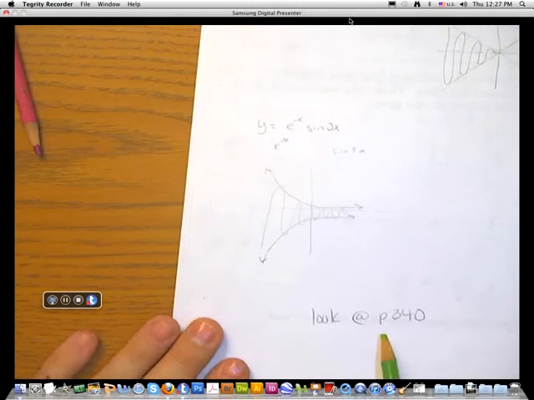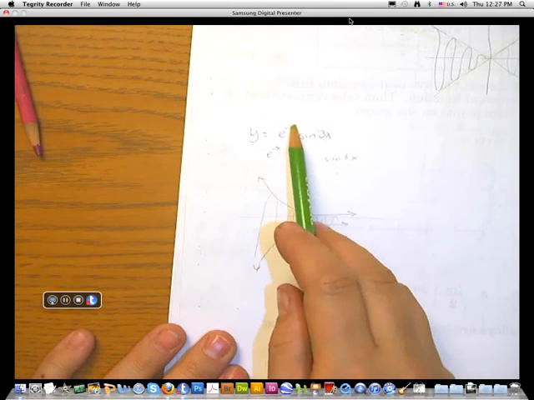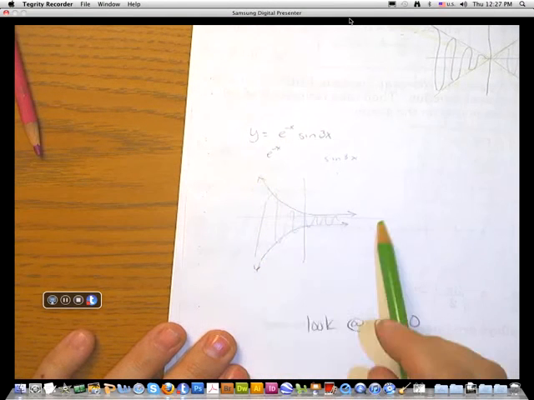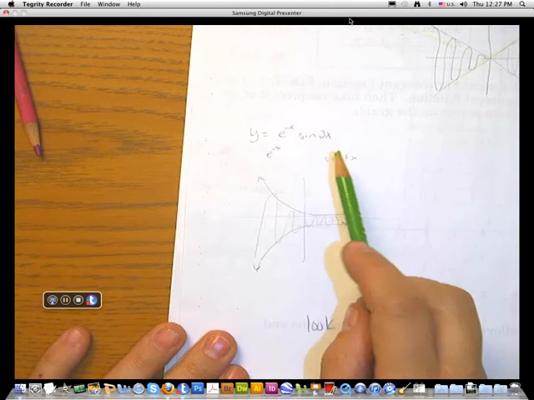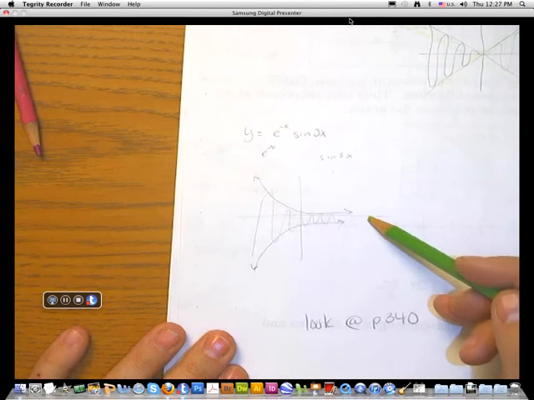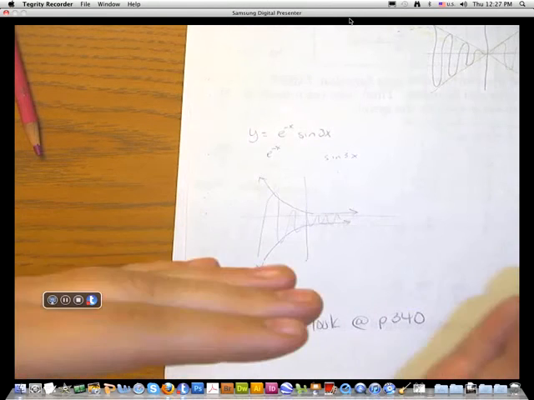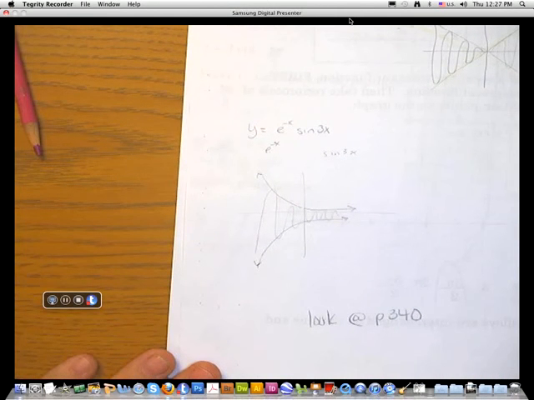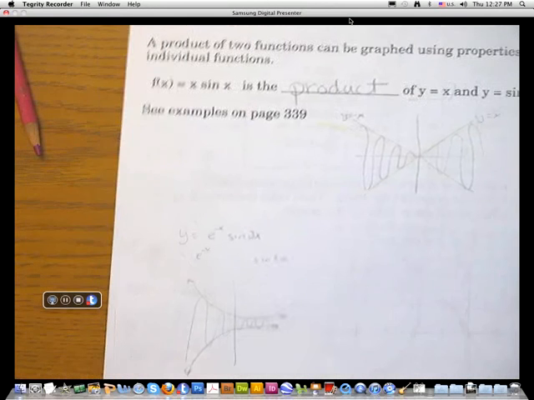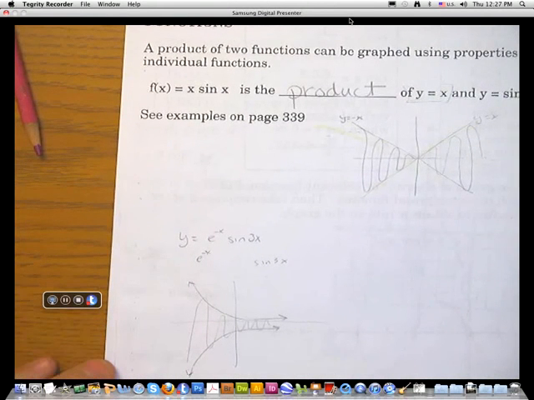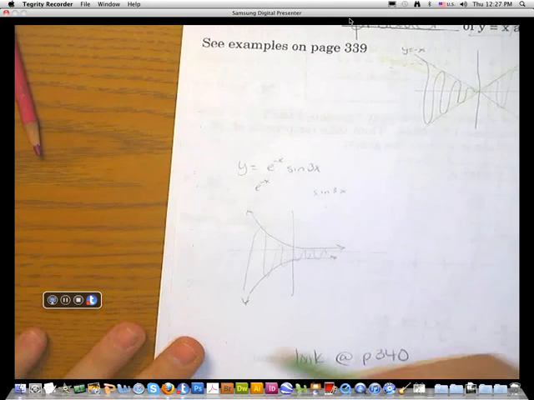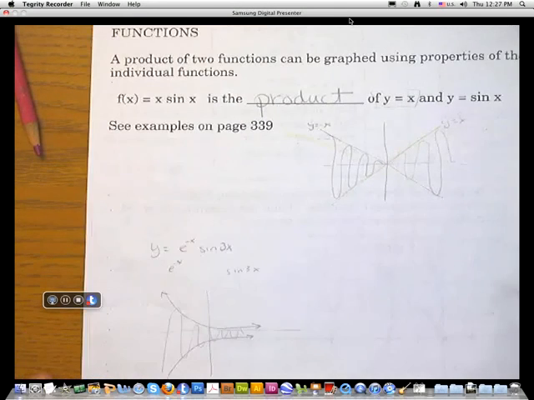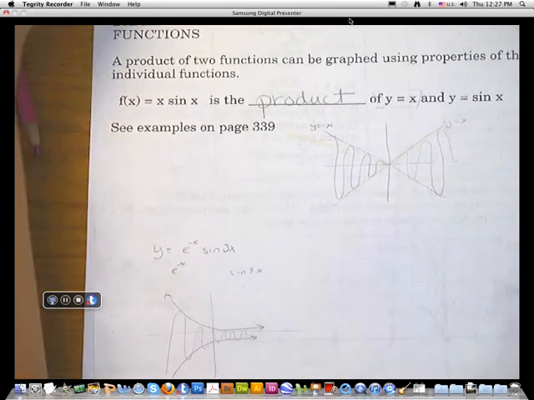Another one that's on like page 340, here you have e to the negative x. Well, e is a logarithmic or an exponential here that's going to have a curvature. Sine is going to be this wave, so the wave gets compressed between the exponential function. So that's just a dampened or harmonic kind of shape that you would see. Another one to look at there on page 340. So there's 4.6.